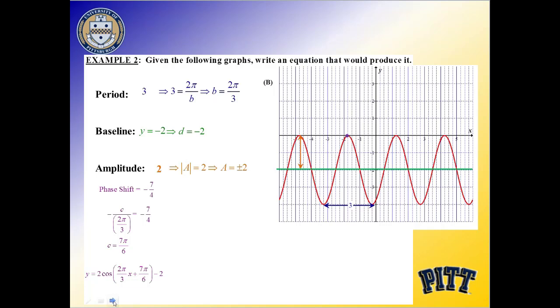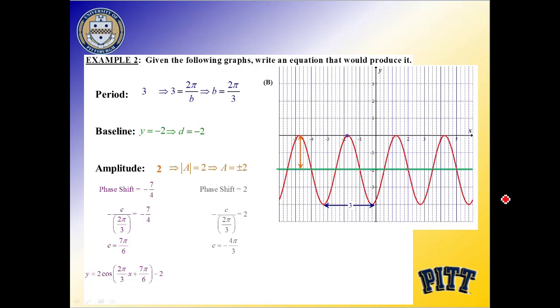But I could have chosen another point. And another point I'm choosing might be hard to see because it's also a greenish color, is right here. I have it starting right here, which is happening at a phase shift of 2. So again, that's going to change my C value because I'm going to have to recalculate it. So -C over 2 pi over 3 is going to be 2 now, which means that C is going to be a -4 pi over 3 for this.